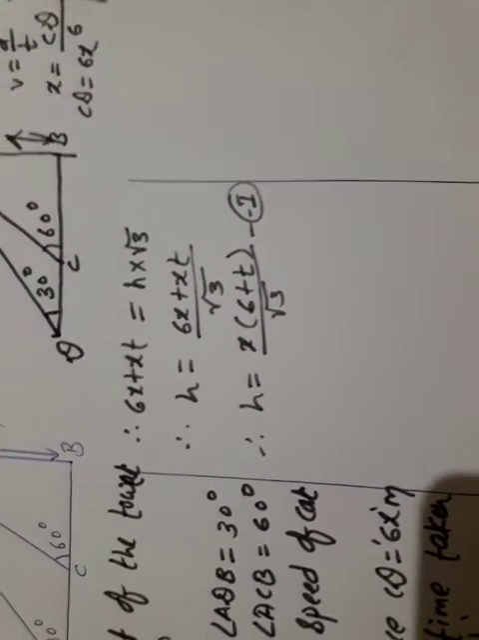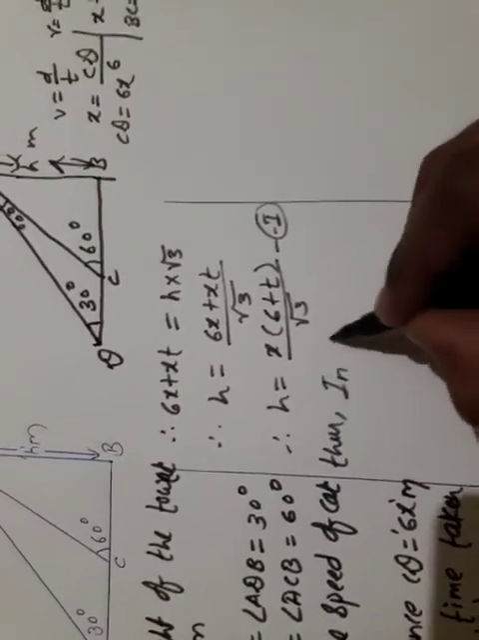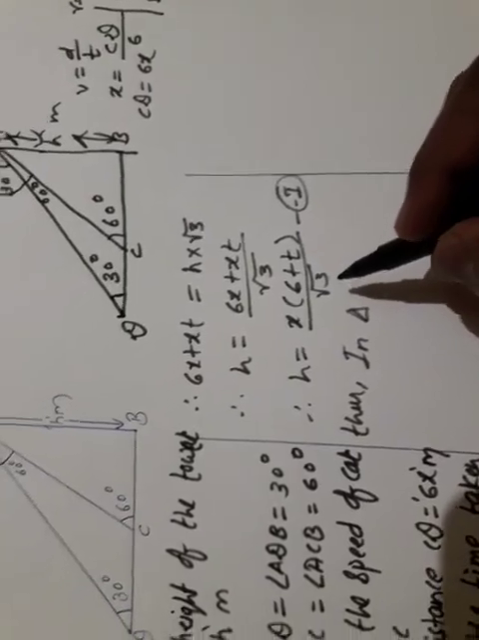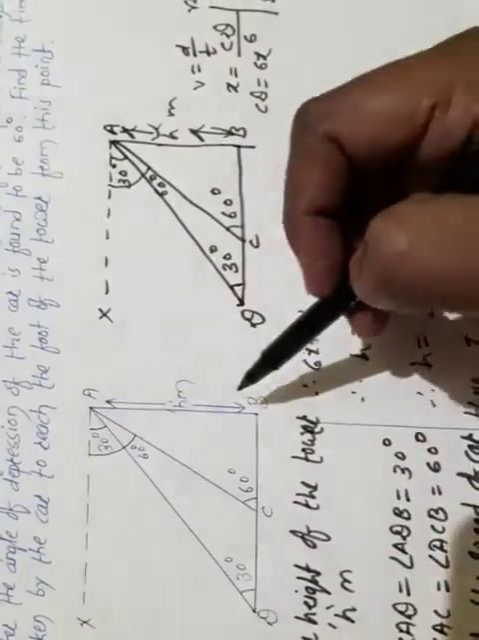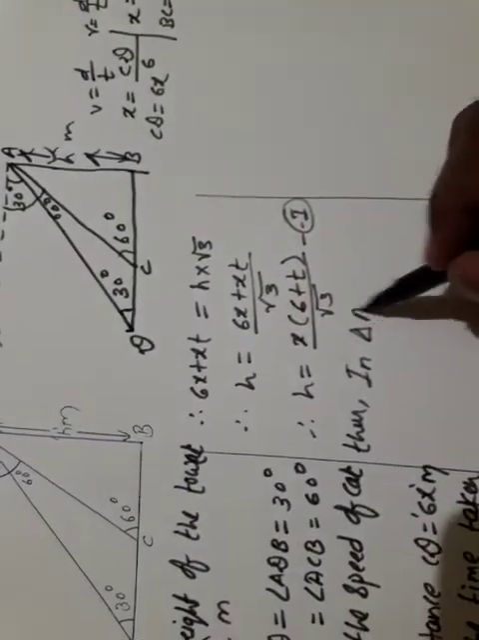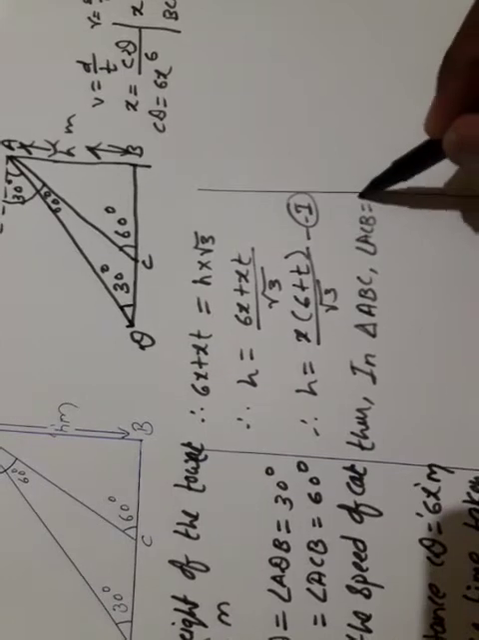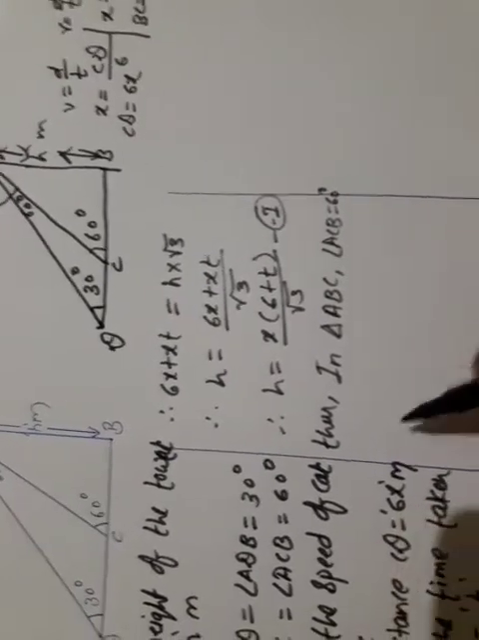Okay, now then in triangle, कौन सा ट्रायंगल है? ABC. अब ये देखो ABC, in this ACB is equal to 60 degree. In triangle ABC, angle ACB is equal to 60 degree.